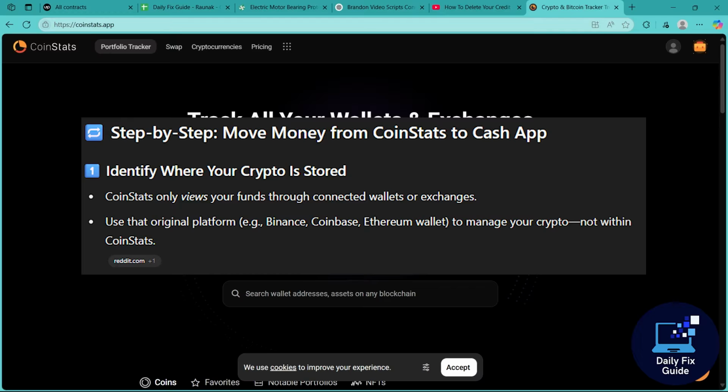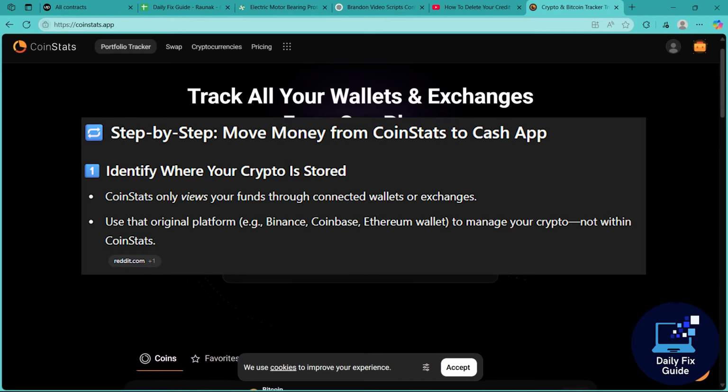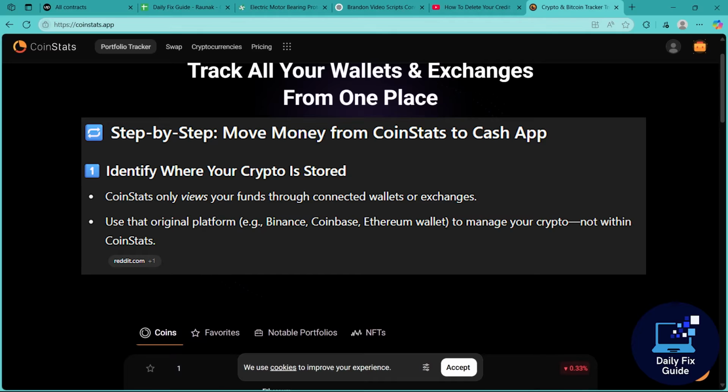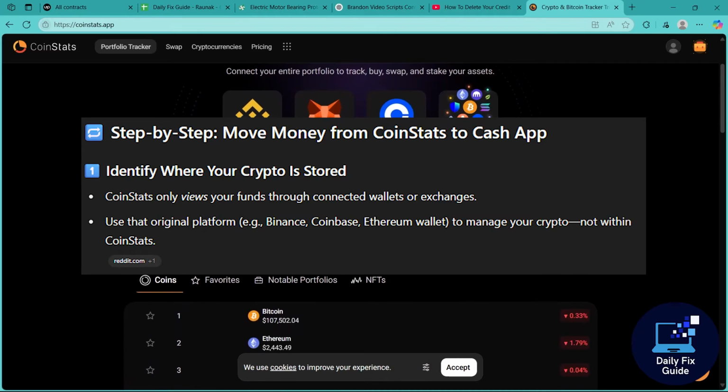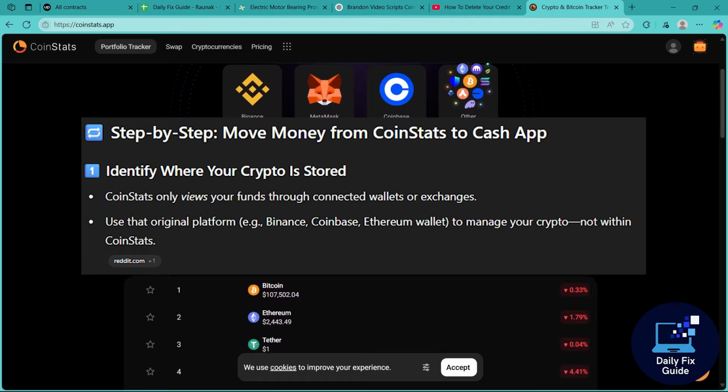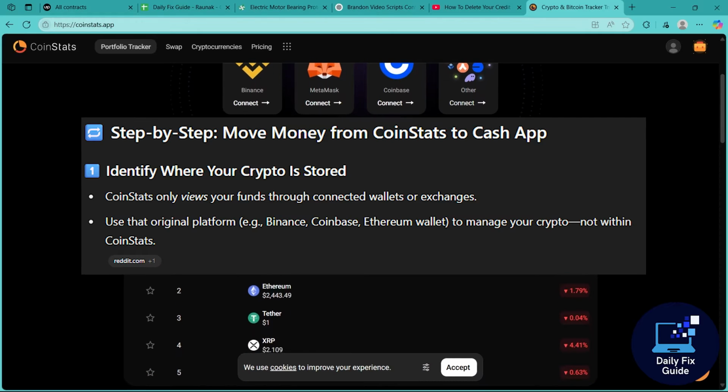So, first identify where your crypto is stored. CoinStats only views your funds through connected wallets or exchanges. Use the original platforms like Binance, Coinbase or Ethereum wallet to manage your crypto, not CoinStats.